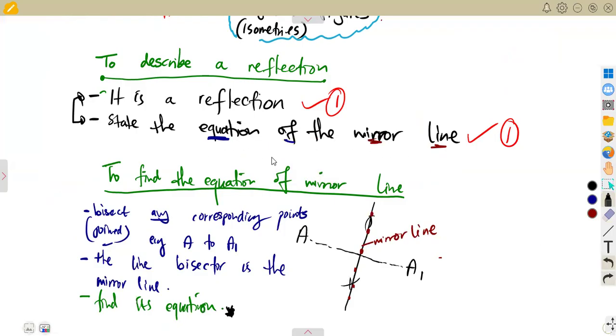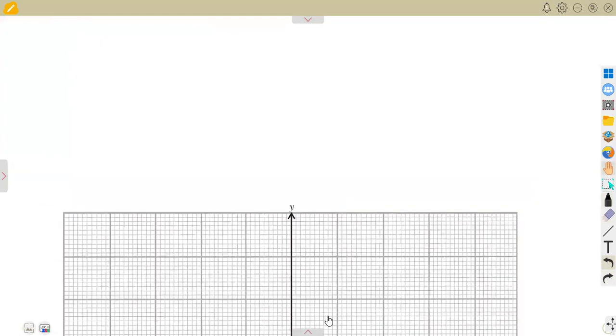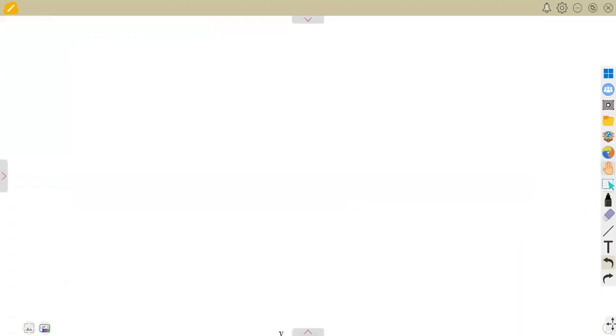So meaning to say it can be maybe 2 marks for that to state the equation, because you need this procedure of determining the equation using the points, this and that. So as you can see, there will be a lot of things. So maybe at the end, to describe a reflection might even end up with 3 marks.